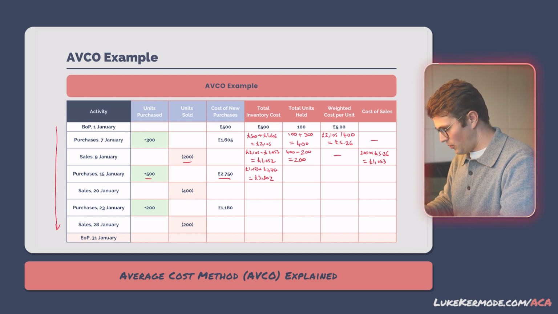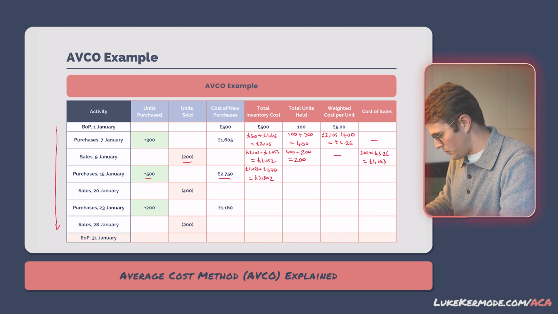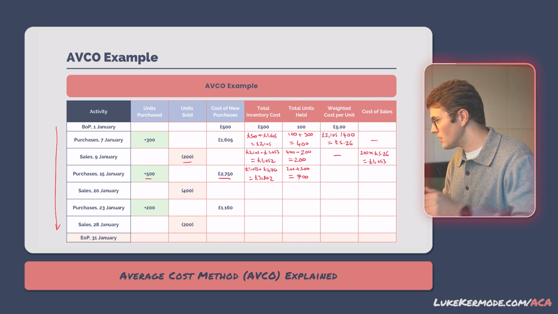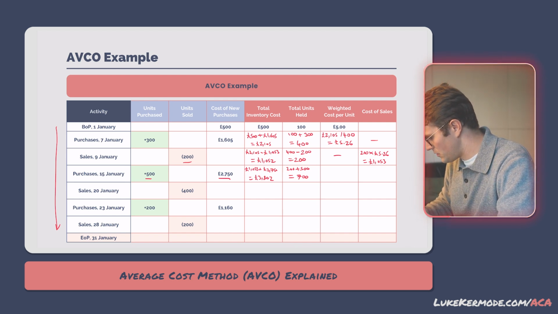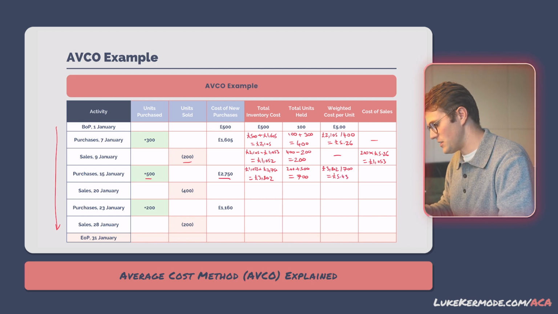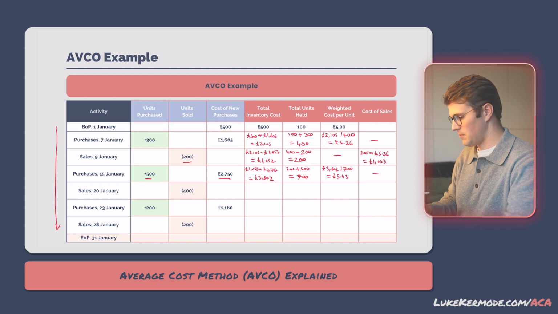The total units held are equal to 200 plus 500. So at 15th of January we have 700 units of stock. Our weighted cost per unit is equal to £3,802 divided by the 700 units, which equals £5.43 per unit. We don't need to recalculate cost of sales because no sales have taken place.